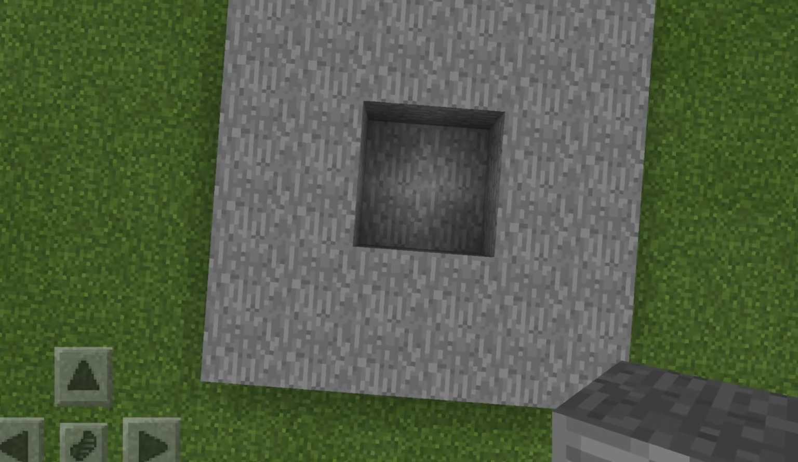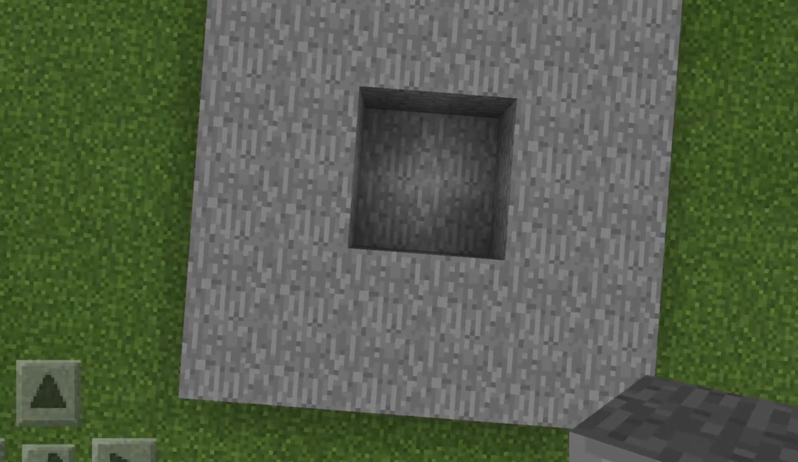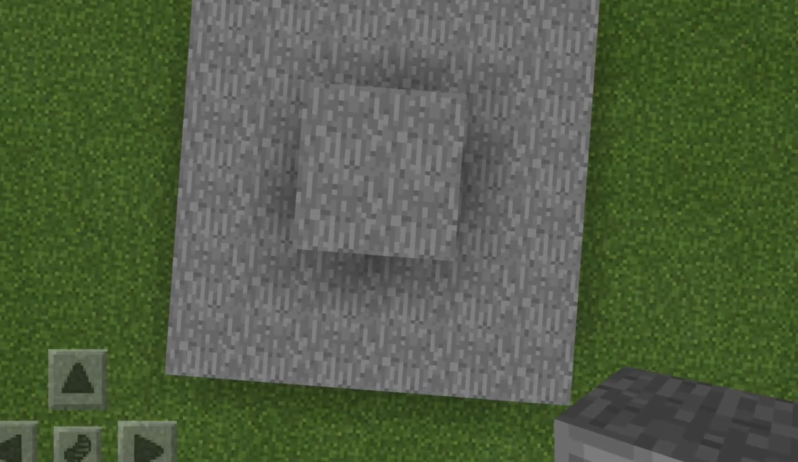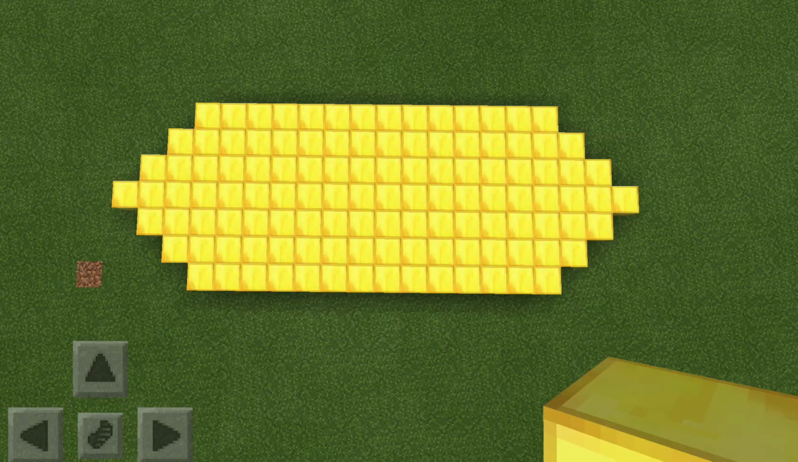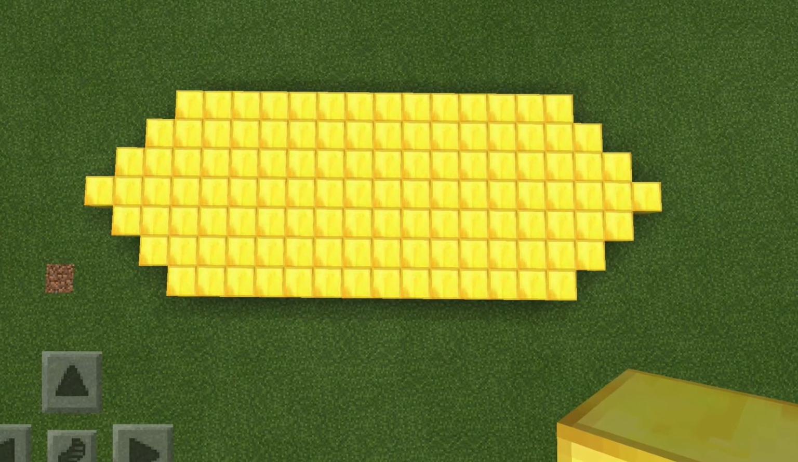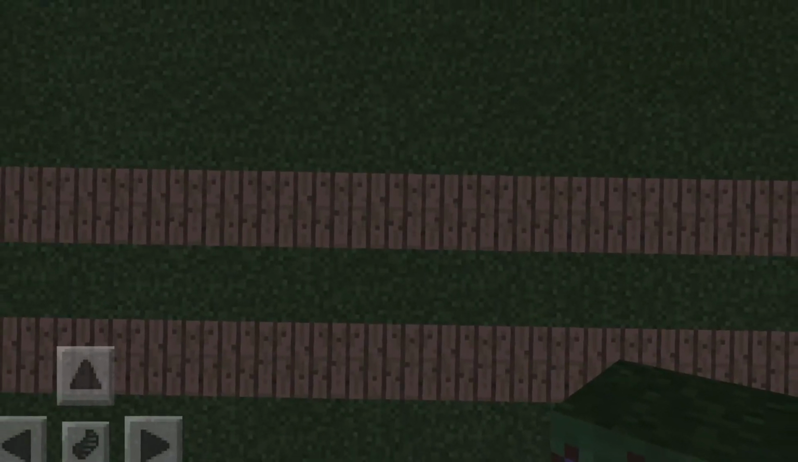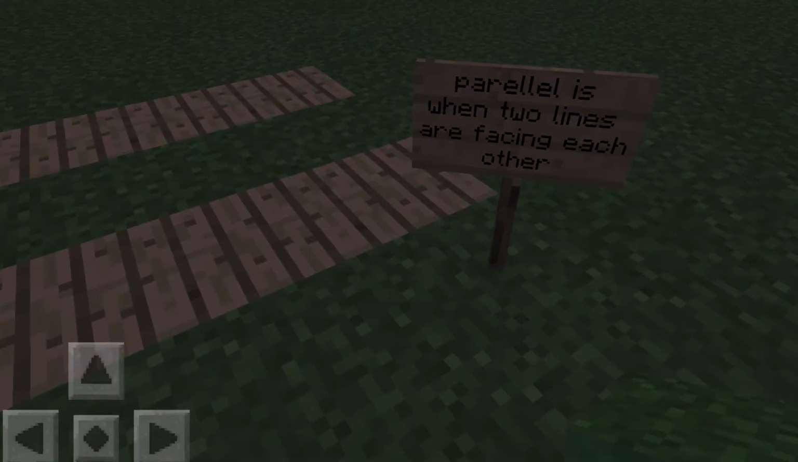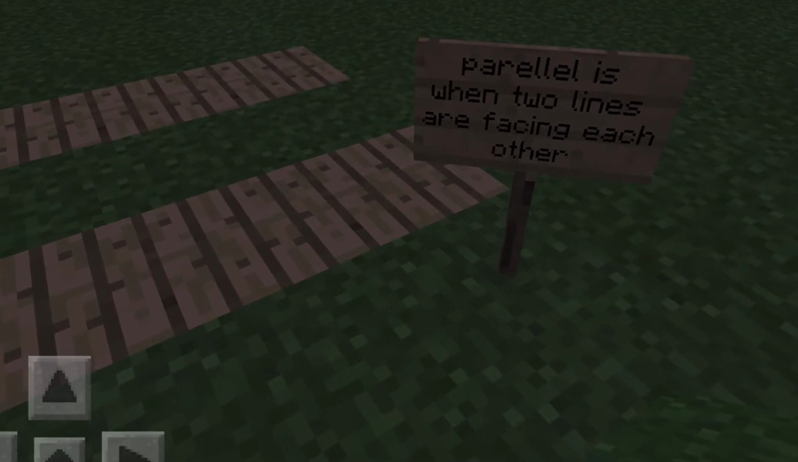A concave is where something has like a cave in it. Convex is where something has a small part of it sticking out. An oblong is like a rectangle except with rounded ends. Parallel lines is when two lines are facing the same way and are next to each other like train tracks.